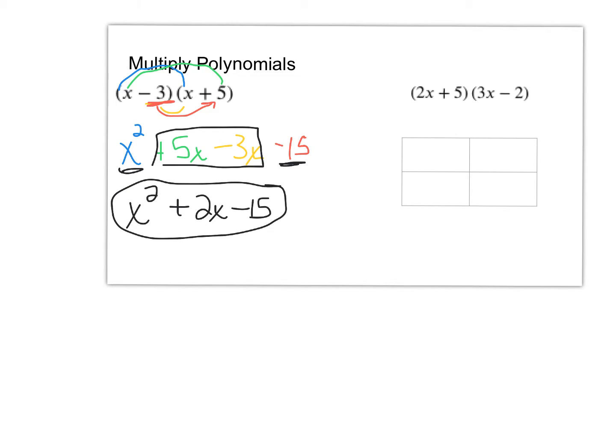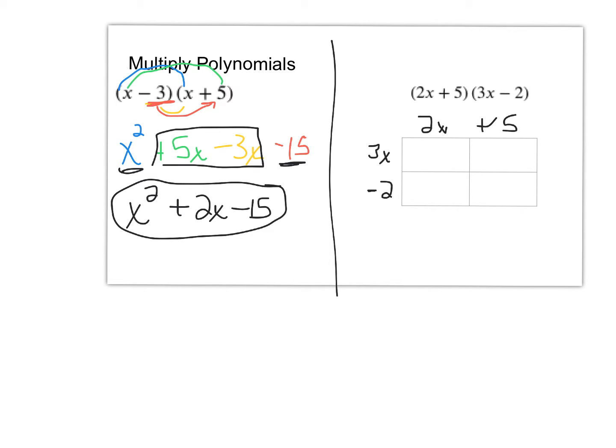Okay, so that's kind of the traditional way to do this. Now, the other way that I've seen over the past couple of years, students kind of like it, but yes, it is a little bit more work, is using the box method. So what we're going to do is take our first parenthesis, 2x plus 5, and put that on the top. Then going downwards, we're going to put the second parenthesis, 3x minus 2.